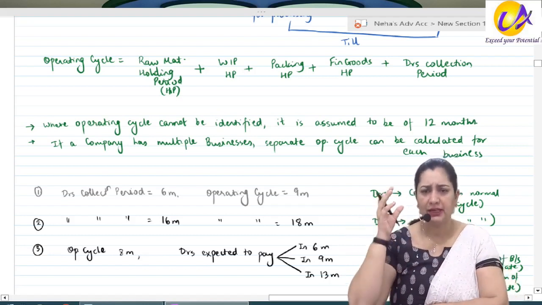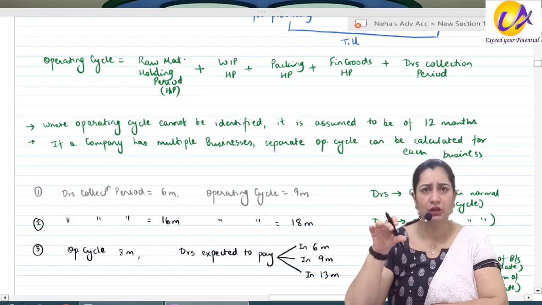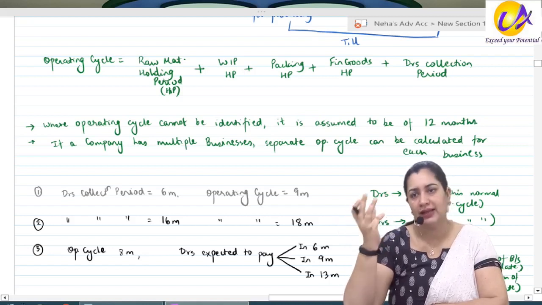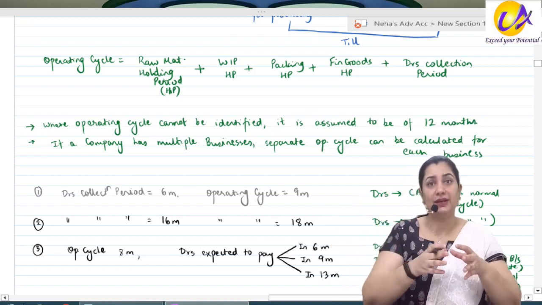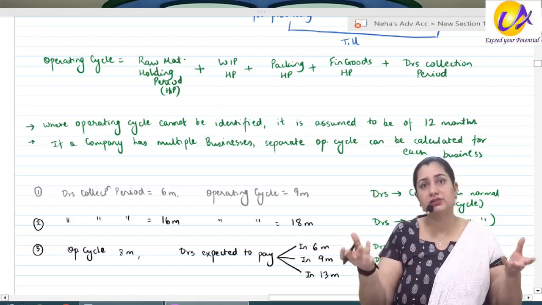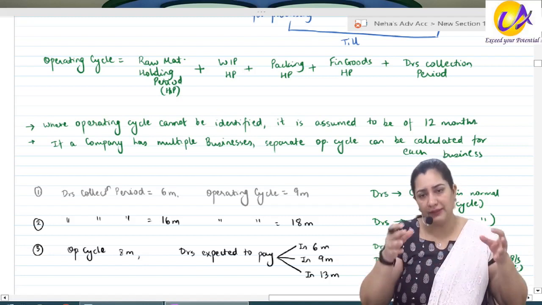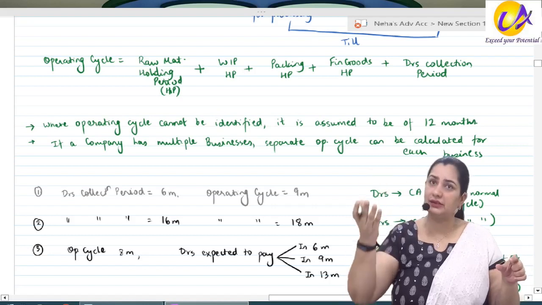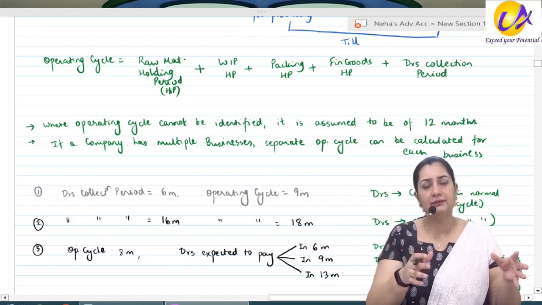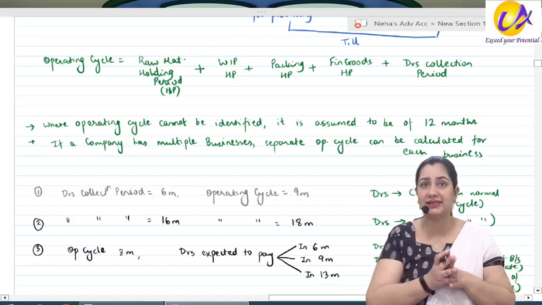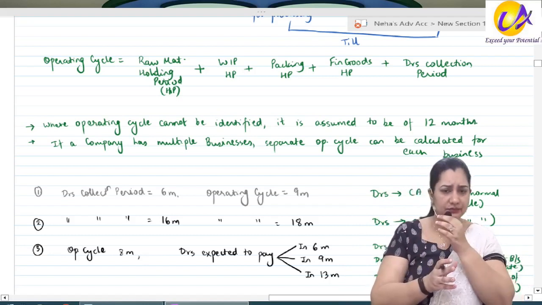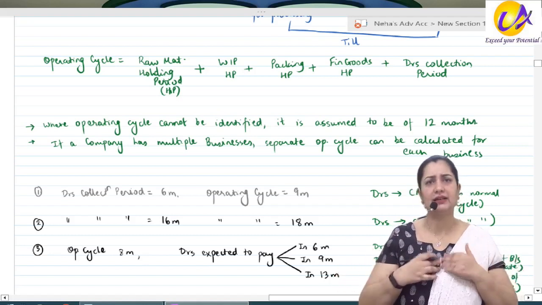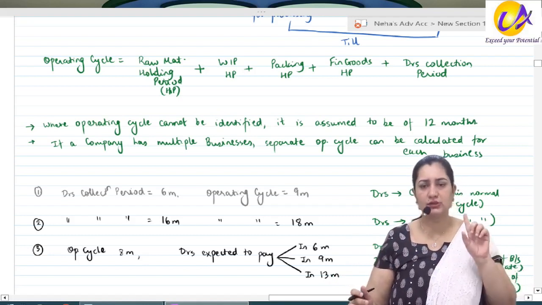So if you see, the raw material holding period isn't the only one. Let's say a company is a wine making company. In that case, automatically it will have a long period. Wine can take even 2 years, 3 years to make. So automatically the operating cycle becomes big. Therefore, even if something is receivable in 3 years in that company, it will be current. It depends on the operating cycle. So some businesses have a short operating cycle, some have a long one. And if nothing is given, we take it as 12 months. Okay, so this is operating cycle.